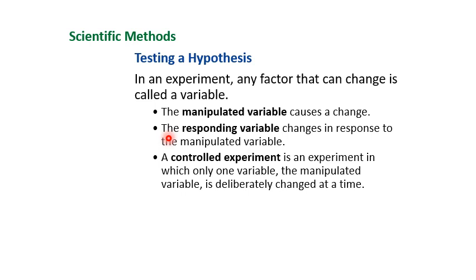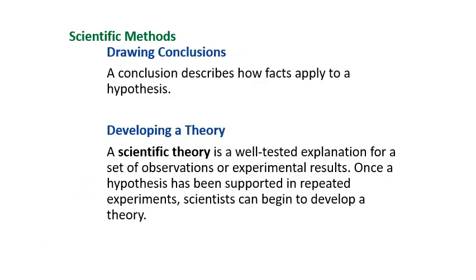A controlled experiment is an experiment in which only one variable, the manipulated variable, the speed at which I travel, is changed. We don't want to change everything. We only want to change one thing. That's a controlled experiment. So I'm going to draw conclusions. And I'm going to possibly come up with a theory.